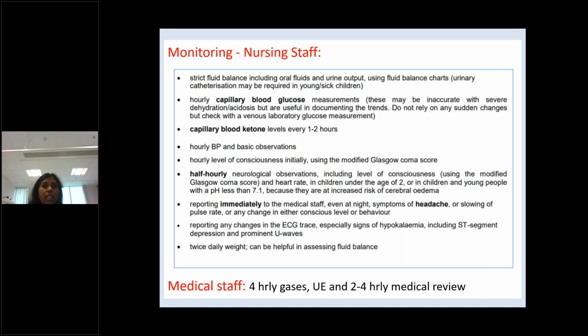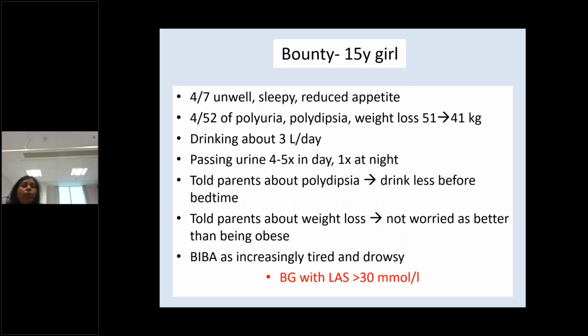We've discussed this already. So moving on to our final patient. Bounty is a 15-year-old girl. She presented to A&E, I think Christmas last year, with a 4-day history of being unwell, sleepy, and reduced appetite. She gave a 4-week history of polyuria, polydipsia, with a weight loss of around 10 kilos.